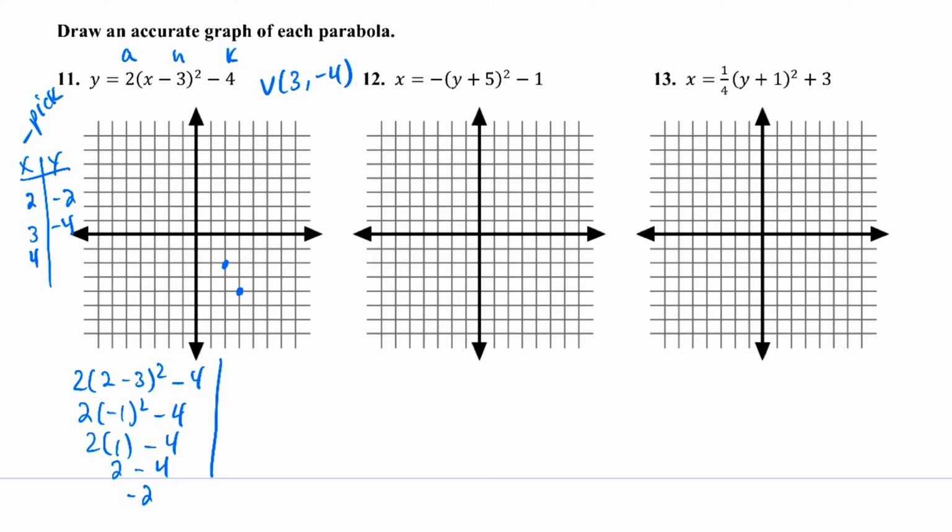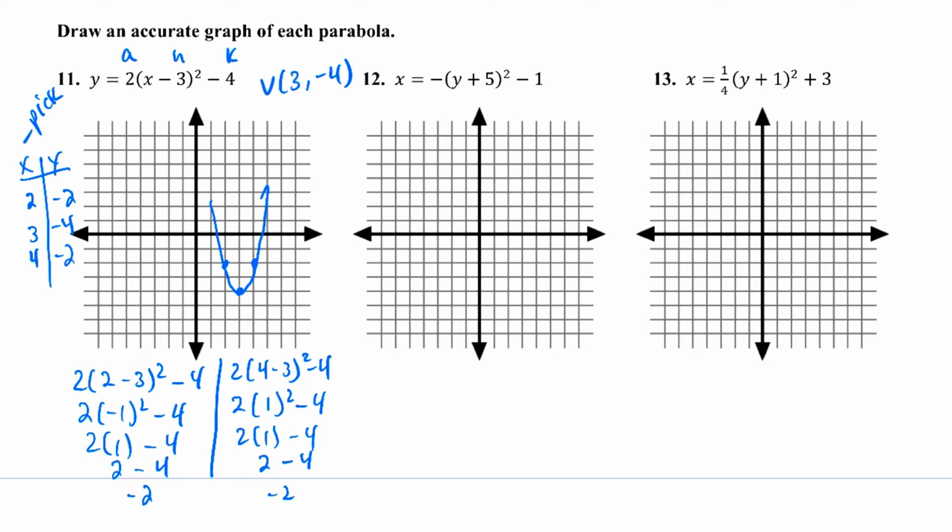And then I would go through that same process, but because our graph is symmetrical, we should end up with the same y value for this one. So 4 - 3 is 1, and then 1 squared is 1. 2 times 1 is 2, and 2 - 4 is still -2. So this will also be a -2. So this case should always happen as long as these are the same distance away. Okay. And then we're just going to make the U shape.